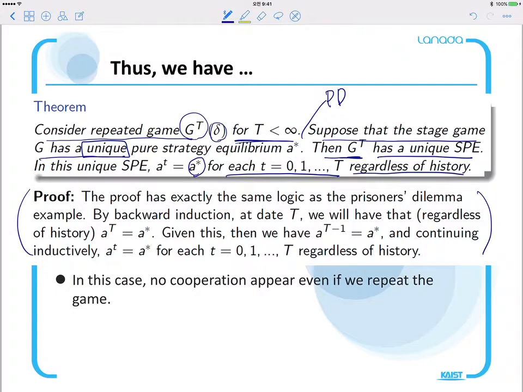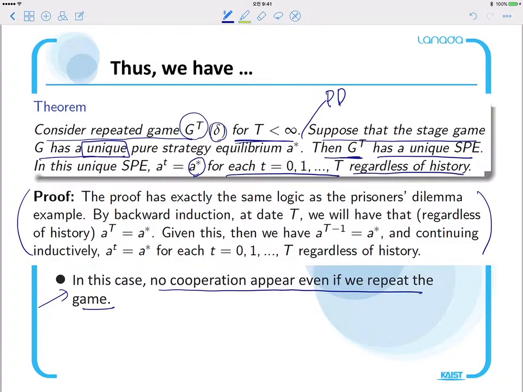Okay, so in this case, there's no cooperation even if we repeat the game. The reason I'm telling you about this is that in a repeated game, there are probably some cases where the threat of punishment or retaliation may induce some cooperation, but when the number of stages is finite, we actually cannot see that cooperation.